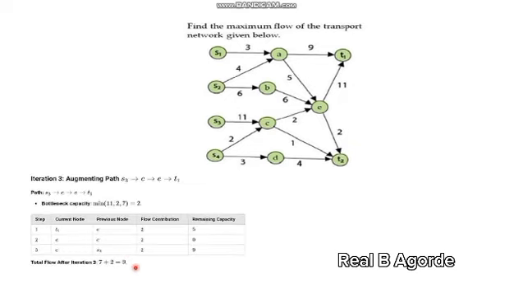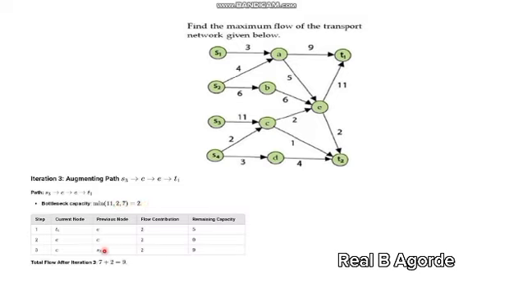The third augmenting path is source 3 to node C, to node E, to sink 1. The bottleneck capacity is the minimum of 11 and 7, so it's equal to 2. So we update the flow.